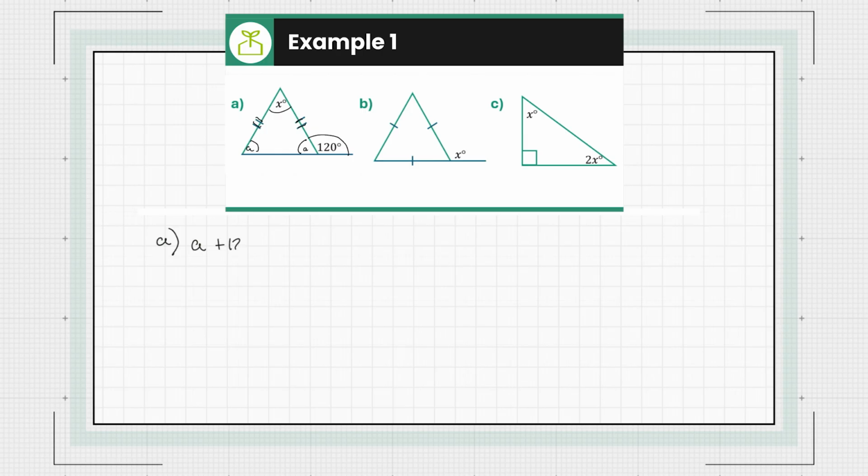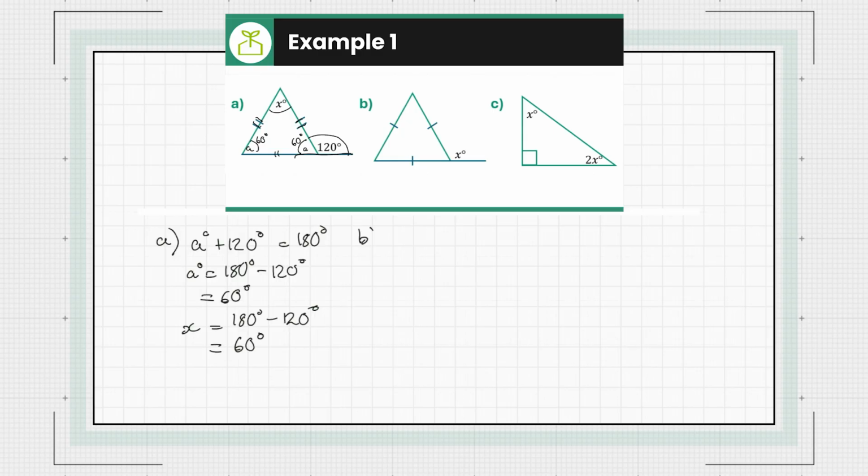A plus 120 degrees must equal 180 degrees because it's on a straight line. So that means that A degrees is equal to 180 minus 120 degrees, and that is equal to 60 degrees. So we know that this is 60 degrees, and we know that this is 60 degrees. Now, because we know that they are both 60 degrees, we know that x is going to be equal to 180 degrees minus 120 degrees, and that is equal to 60 degrees as well.